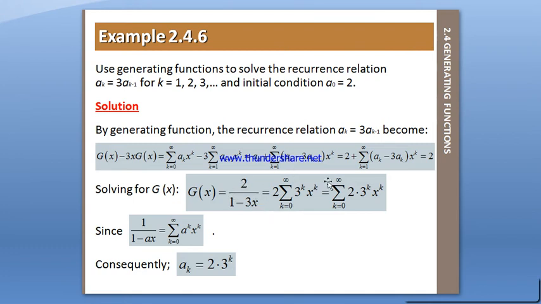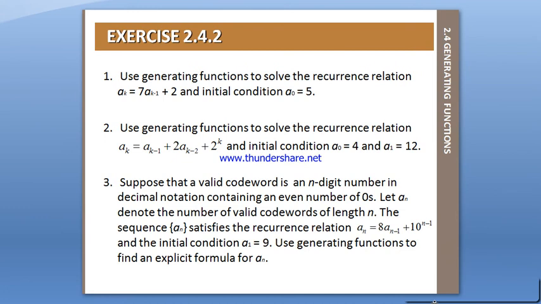Again converting this g of x back to the summation, we get summation 2 into 3 power k x power k for k equal to 0 to infinity. Because 1 by 1 minus ax is sigma a^k x^k for k equal to 0 to infinity. Consequently, we can write the sequence a_k of g of x as 2 into 3 power k. So in this problem, a_k equal to 2 into 3 power k forms the solution for the given recurrence relation.